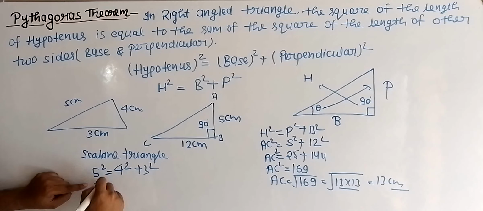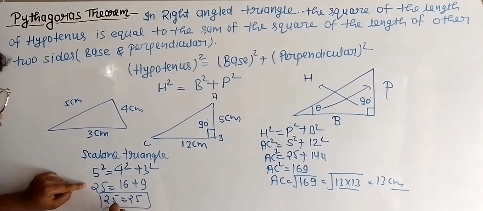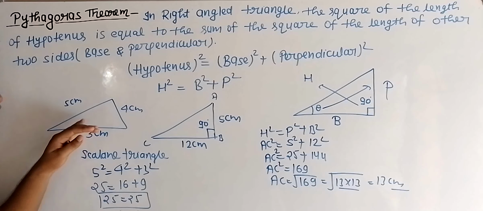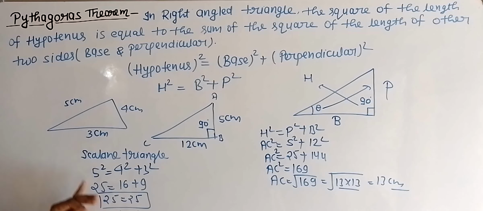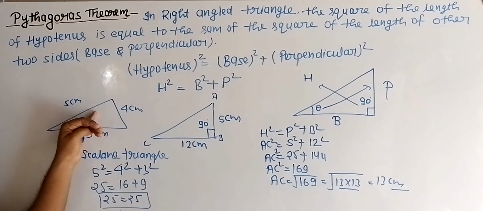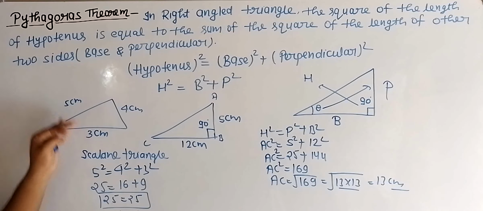From here what are we getting? 25, and 16 plus 9 is 25. From here 25 is equal to 25. We are getting LHS equal to RHS. Both sides are coming out equal. That means this triangle may be, definitely not may be, this triangle must be a right angle triangle.